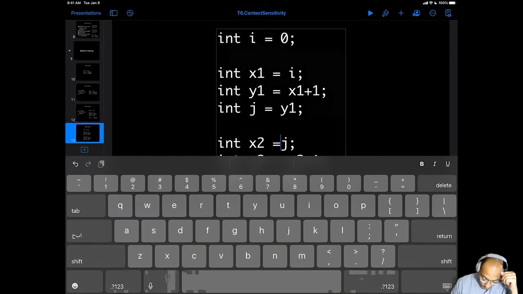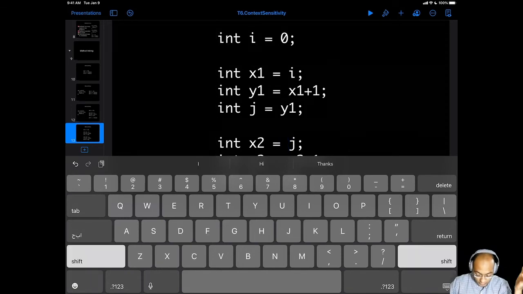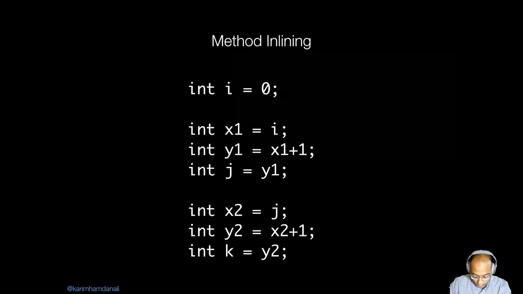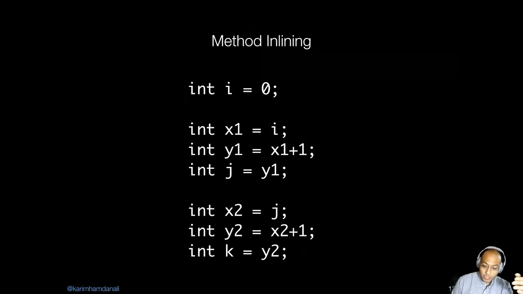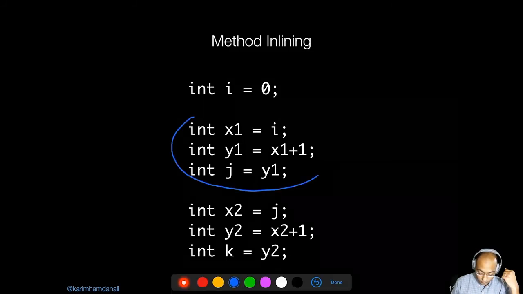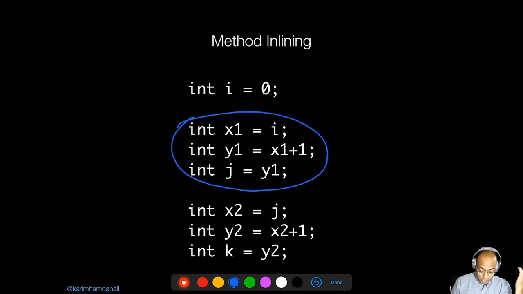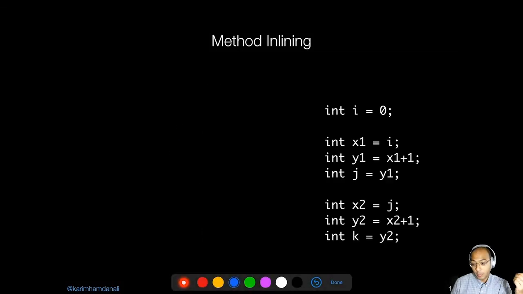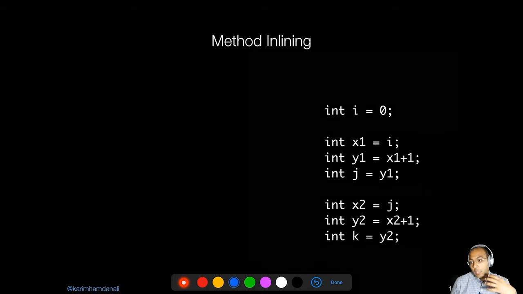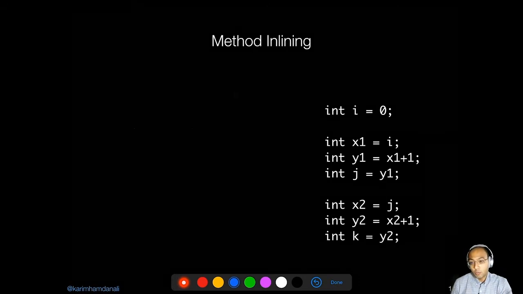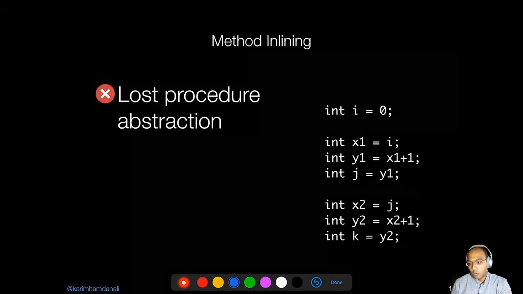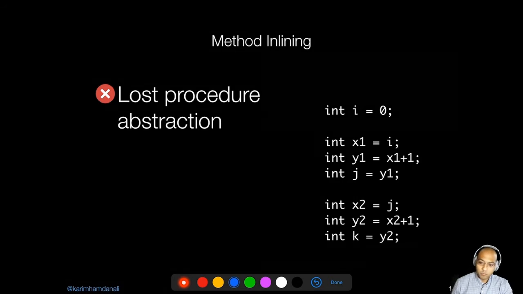There we go. Int x2 equals j, int y2 equals x2 plus 1, int k equals y2. So basically, each three statements here replace an original call to inc. So what about this approach now? We lost procedural abstraction, which is the original thought behind having functions in your program. You can pretty much write your whole program in one big method that does everything.